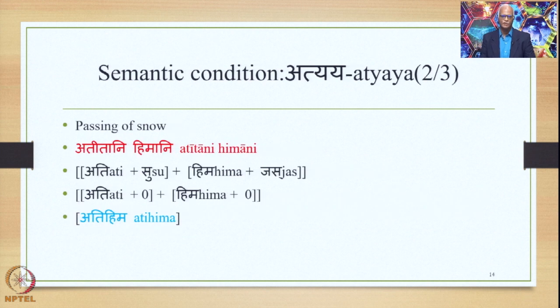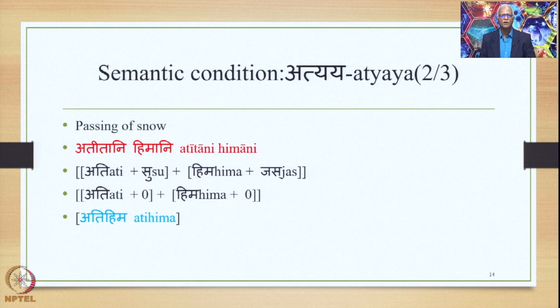Let us look at the example. So the semantic condition, or the meaning, is passing of snow, atitani himani. So hima is destroyed and the season has moved on. In order to express this, we have the following alaukika vigraha. So the meaning atita is represented by the avyaya ati. So we have ati plus jas plus hima plus jas.